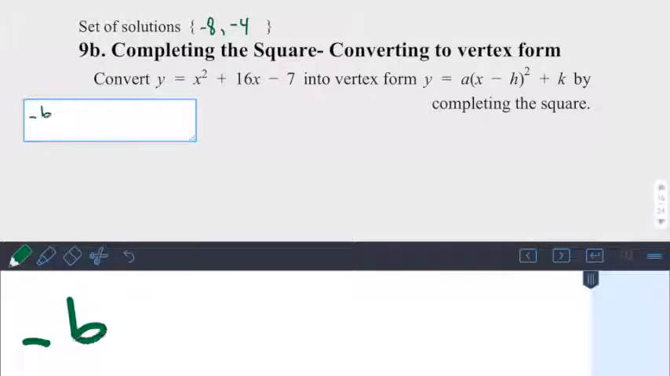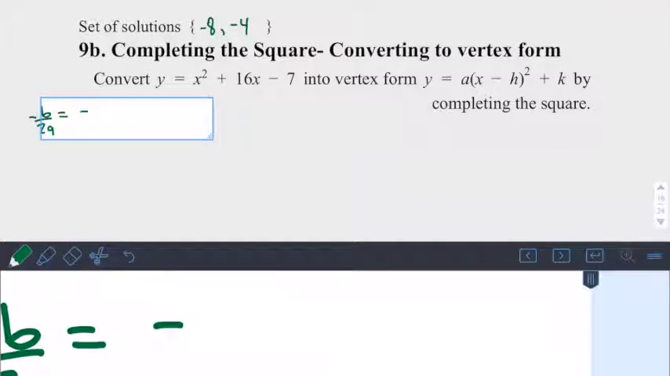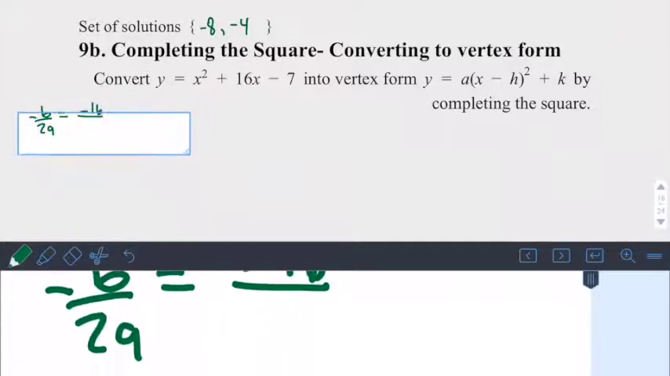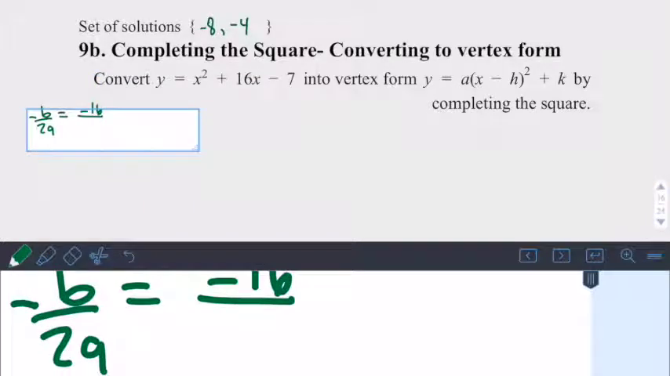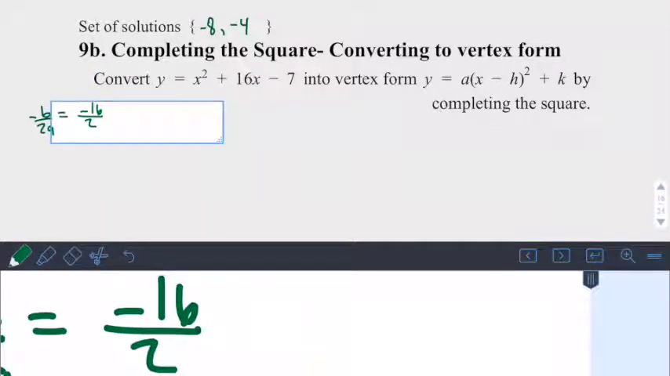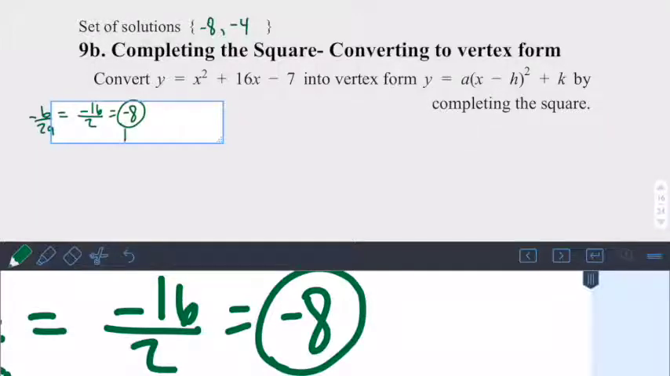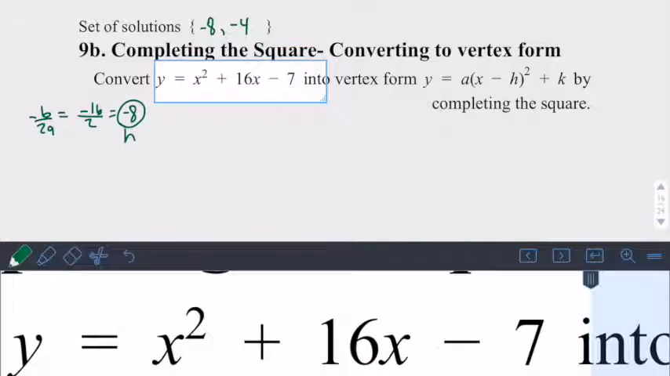So if I use negative b over 2a, well, b is 16, so I have negative 16 over 2 times a is 1, so 2 times 1 is 2, so negative 8. So negative 8 is going to be my h value. Now I'm going to use completing the square to prove that.